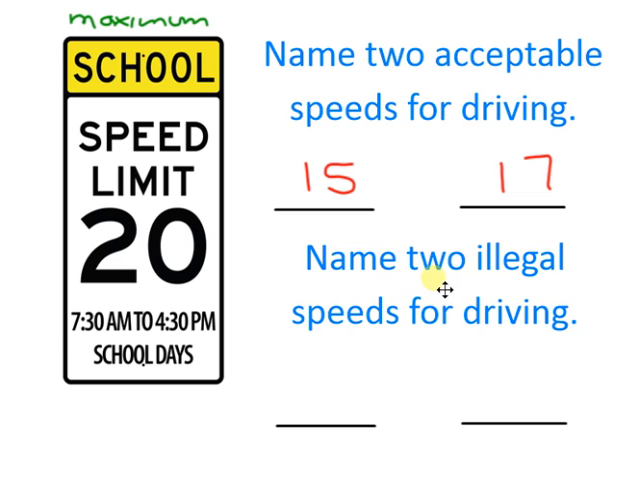Okay? What are 2 illegal speeds for driving based on this sign? Well, one of them could be 23 miles per hour, and one of them could be 29 miles per hour. And again, anything that you put here that is over 20 miles per hour is a correct answer.